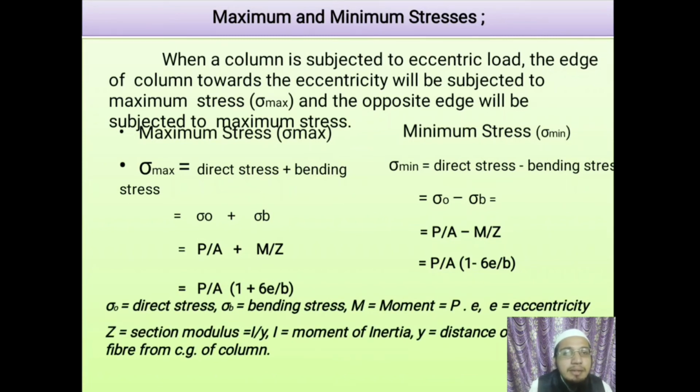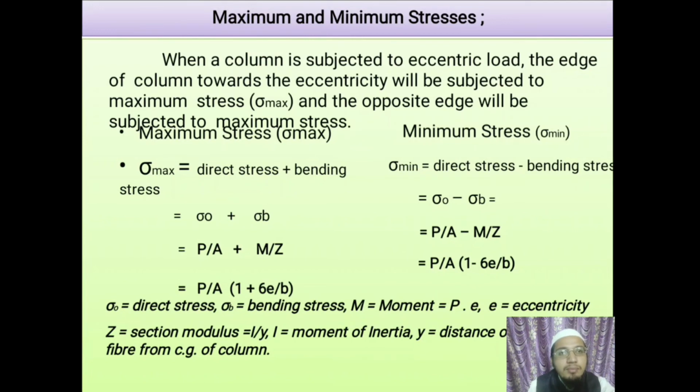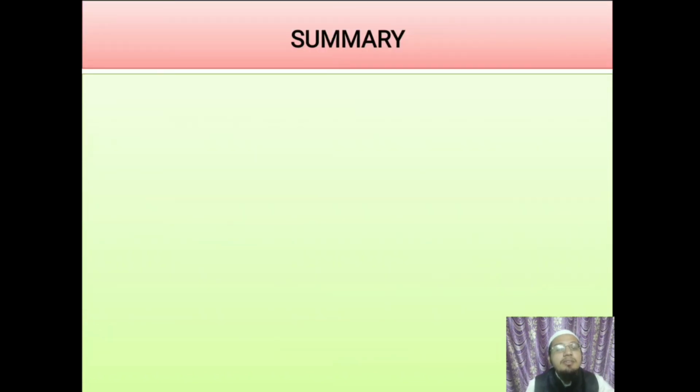where again we know that sigma 0 is the direct stress, sigma b is the bending stress, M is the moment produced due to the eccentricity of the loading, which is equal to P into e, and e is the eccentricity, Z is the section modulus, which is equal to I by y, I is the moment of inertia, and y is the distance of the extreme fiber from the CG of the column. Note it down. Likewise we can find maximum and minimum stresses in the column due to the application of eccentric loading.